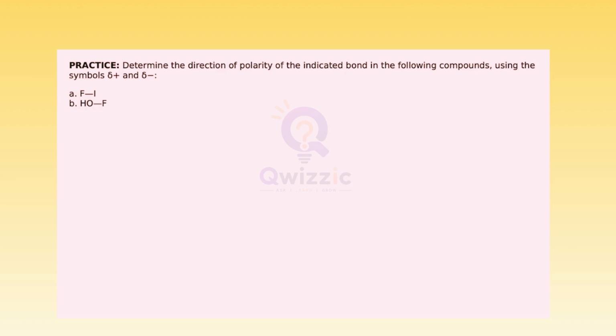The difference in electronegativities results in the separation of charge, creating what we call a dipole moment. The more electronegative atom can attract the shared pair of electrons more strongly, generating a partial negative charge on itself, while the less electronegative atom develops a partial positive charge.